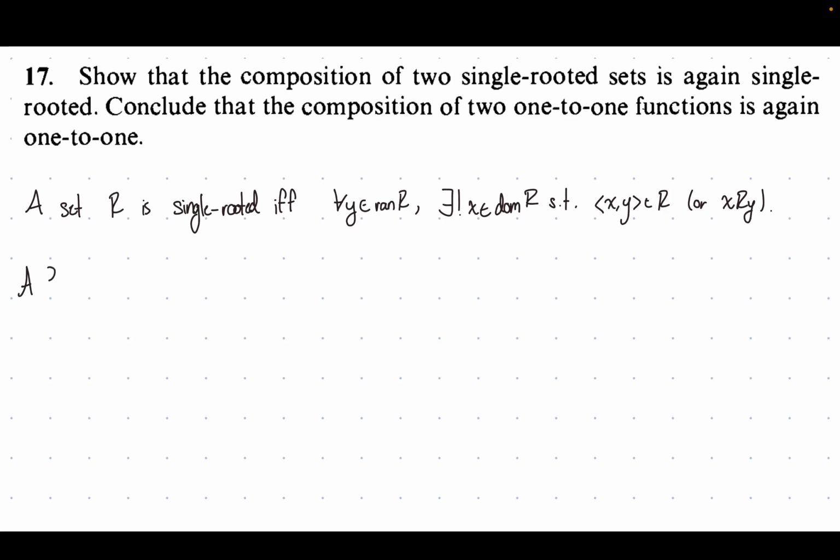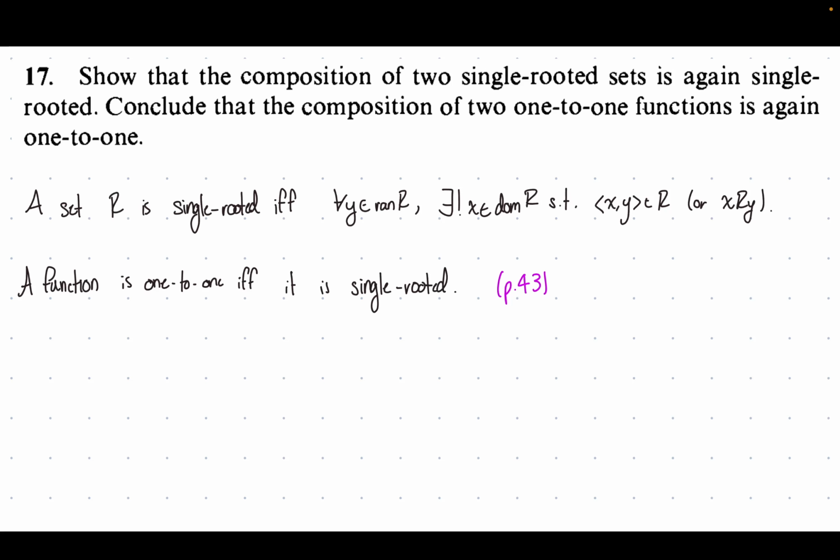And again, just to get the definitions clear, a function is one-to-one if and only if it is single-rooted. This just follows from the definition on page 43.